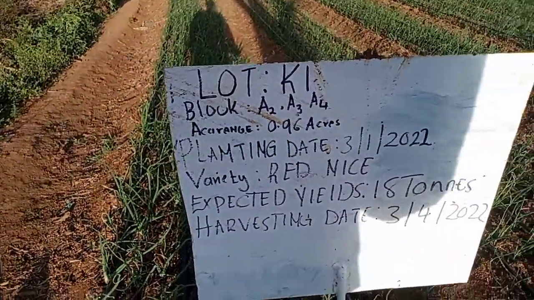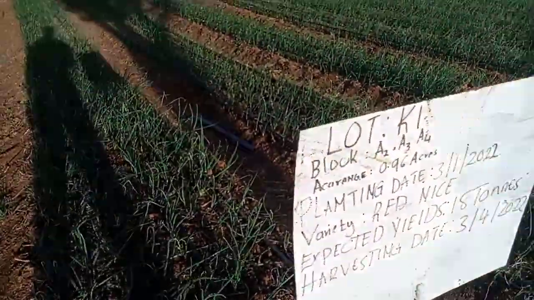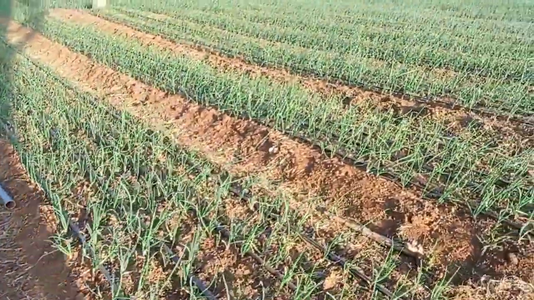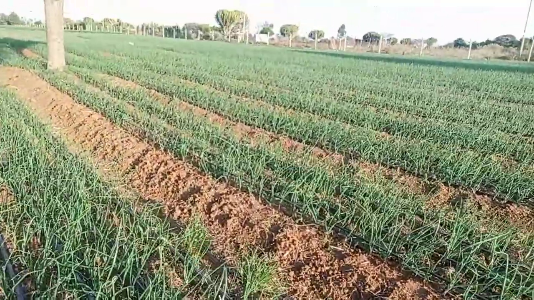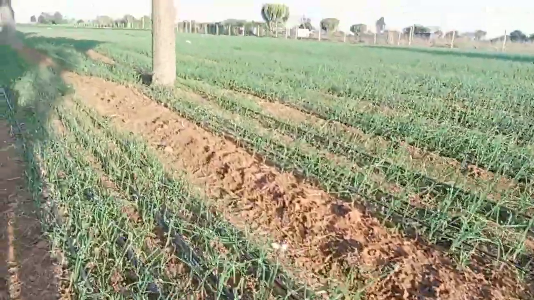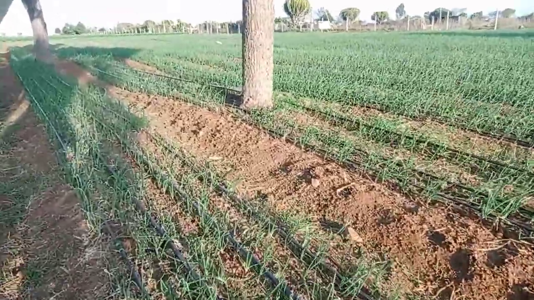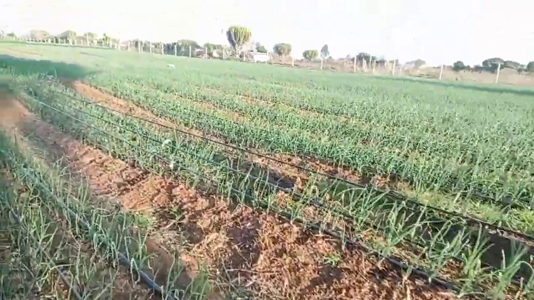This scorecard helps me to keep in check of what is happening in the farm, to keep record and to keep reminding myself what I need. And here is my block. As you have seen, I planted it on 3rd of this month, so the crop is still young. We are in the vegetative stage.